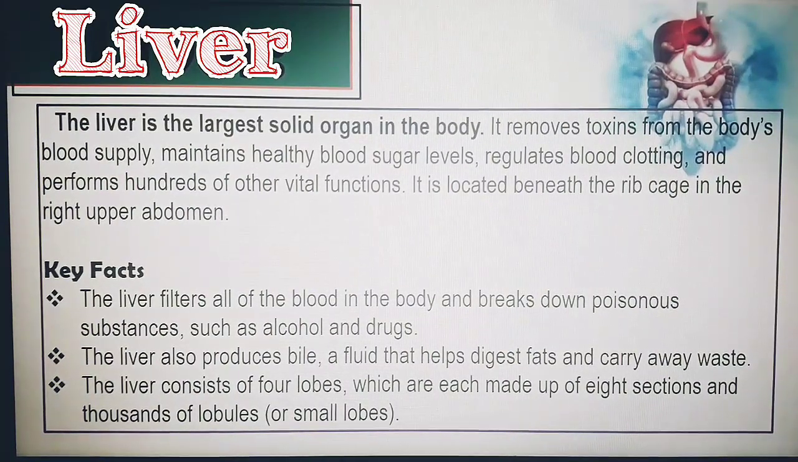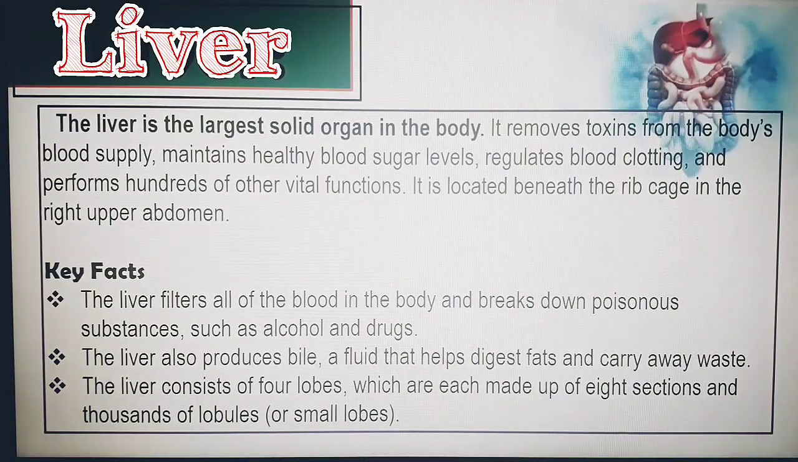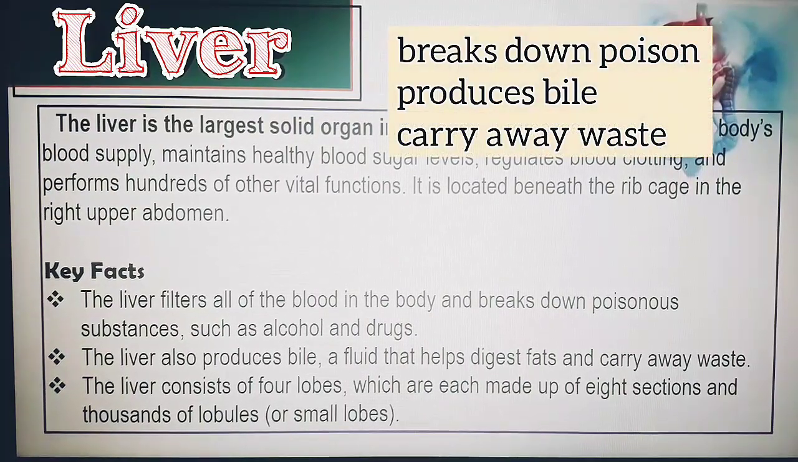Here are a few key facts about our liver. The liver filters all of the blood in the body. It breaks down poisonous substances such as alcohol and drugs. That's why if you take more than you can handle, whether chemicals, medicines, drinks, or food, your liver will actually suffer.